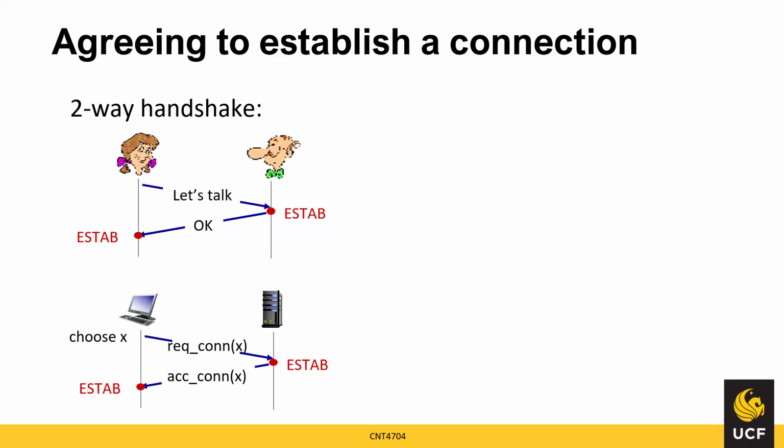So here we have another human analogy between Alice and Bob. Alice says, let's talk. Bob replies with, it's okay, let's talk. So that is a two-way handshake. Both think that the connection is ready. In networking, it would be the same idea. It would be like the client is sending a request and the server acknowledges it. But that is not sufficient in a two-way handshake.